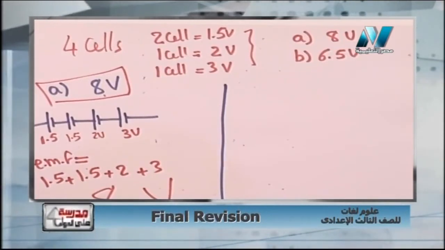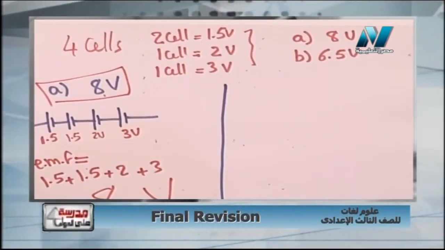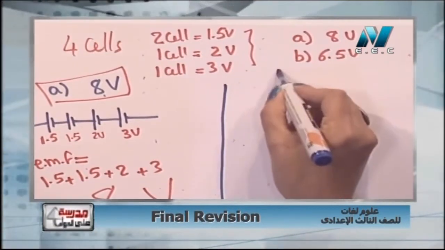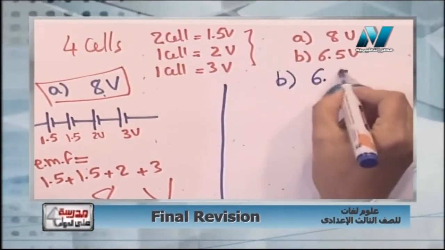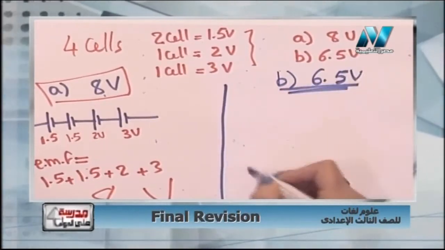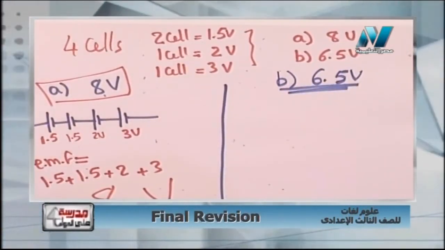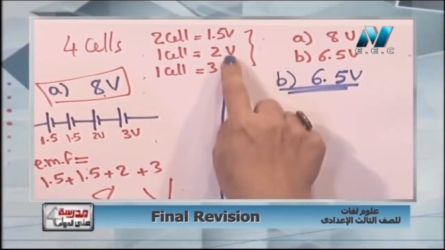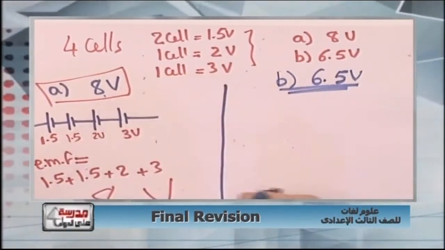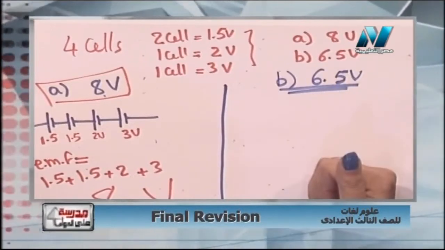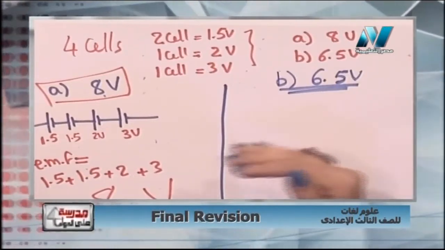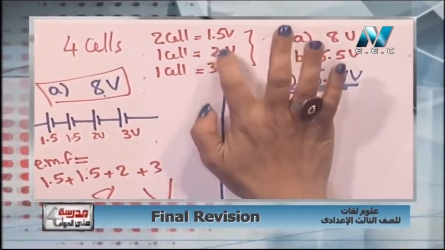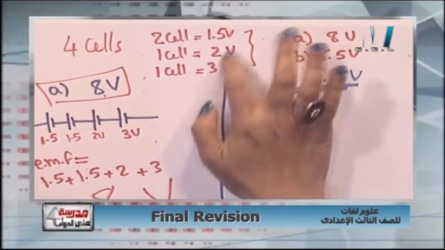The answer of number B, he needs to draw the connection to obtain 6.5. So number B is 6.5 volt. Let's see together. In order to obtain 6.5, I have to decrease. The series gives me 8, and 6.5 is less than 8. So what am I going to do? I cannot make 2 with 3 parallel to each other because they are different cells. 2 and 3 are different cells.